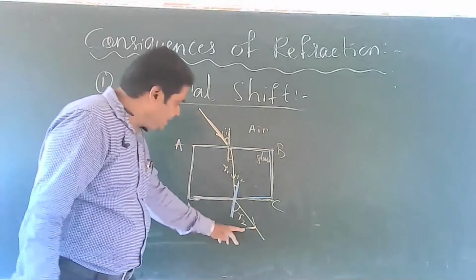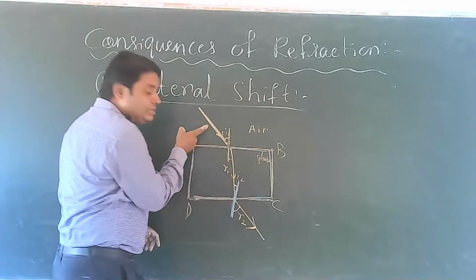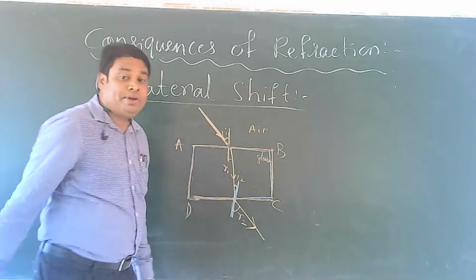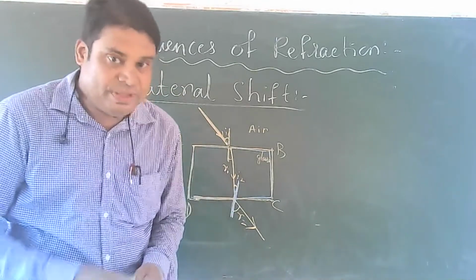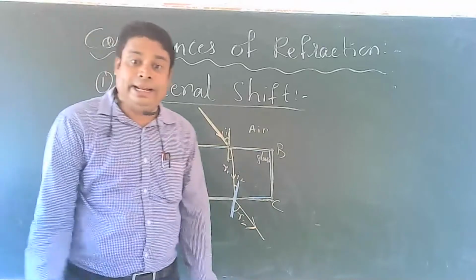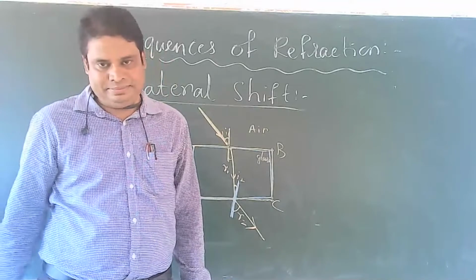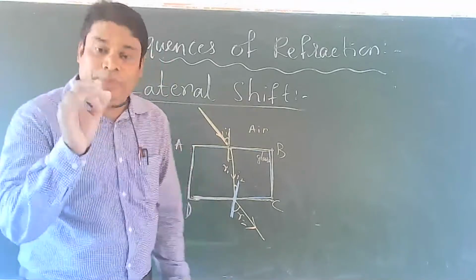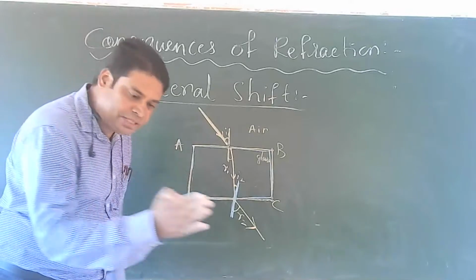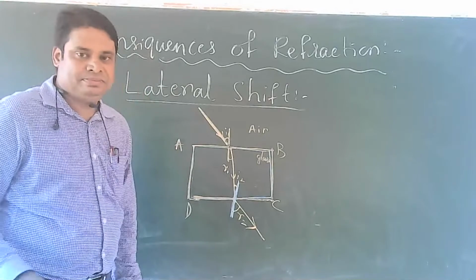I mean this ray and this ray. This ray is called the incident ray. This ray is called the emergent ray. Let me repeat the sentence: the incident ray and emergent ray are parallel. But we observe some perpendicular shift, some lateral shift, throughout the process.